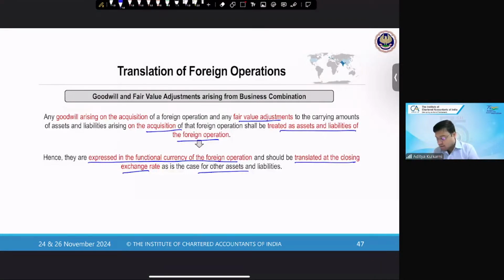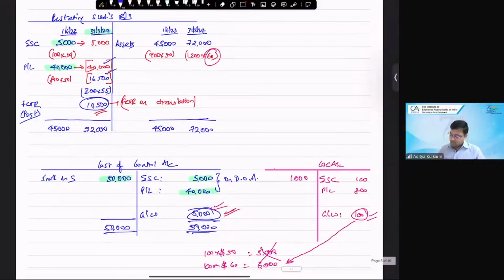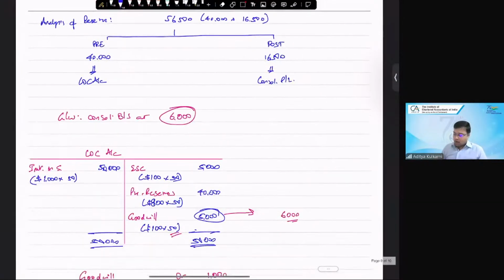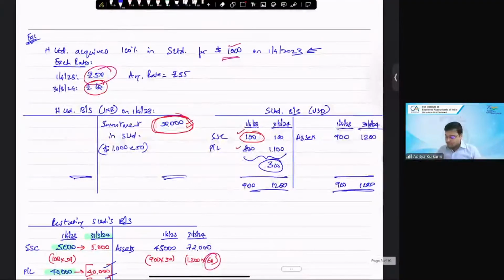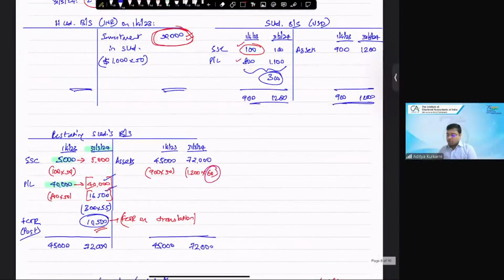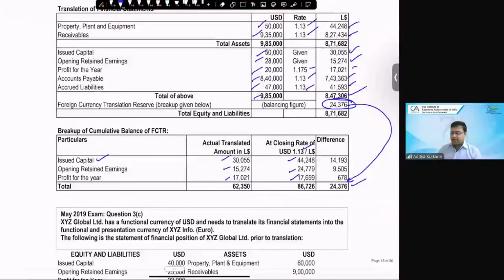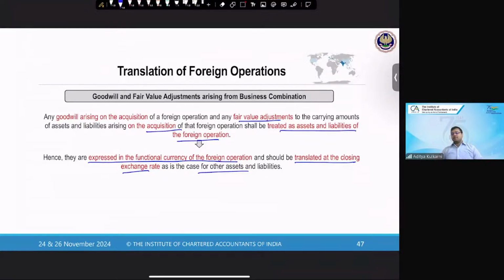So, therefore, our closing was what do you say? They are expressed in the functional currency. In our case, the closing rate was how much? 60 rupees. That is why we brought it to 60. Are we able to recollect and connect the dots? See, I did not keep 5,000. I made it 6,000. Why? Because 6,000 is your closing rate value. So that is explained here.